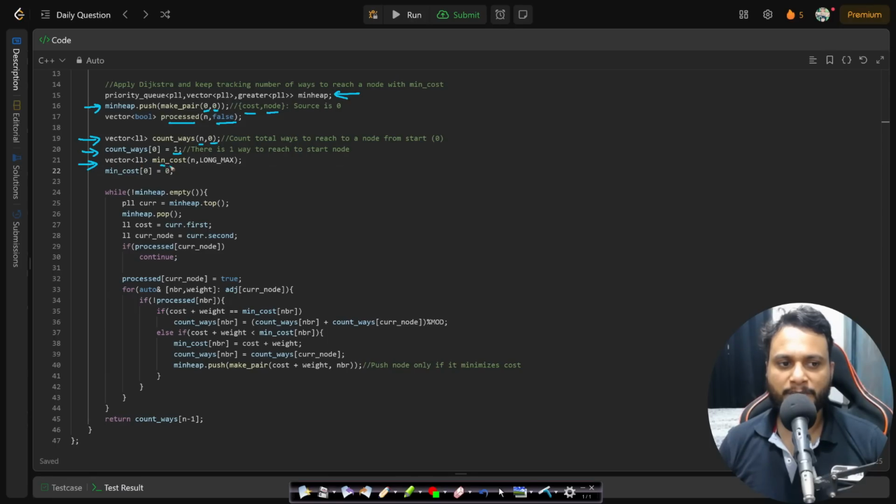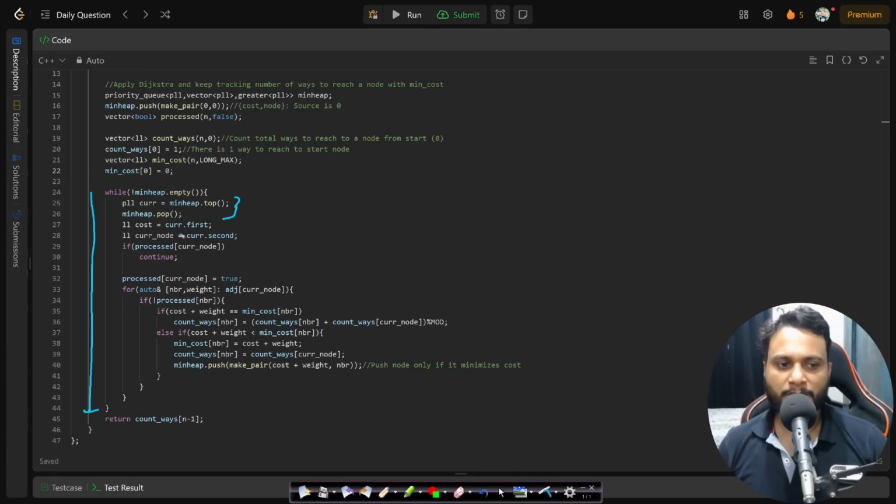Then we will be taking the minimum cost to track for reaching any node x from the start node, which is the source node. What will be the minimum cost incurred here? It will be min cost at x. And I will be initializing infinity value, which is long max value in this case. So min cost at 0 will always be 0, because it is always possible to reach the source node with 0 cost. And after having understood all the initializations, we will be simply running the iteration for the Dijkstra algorithm until the heap is empty.